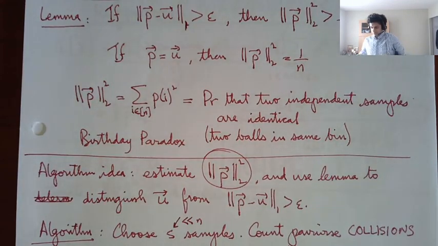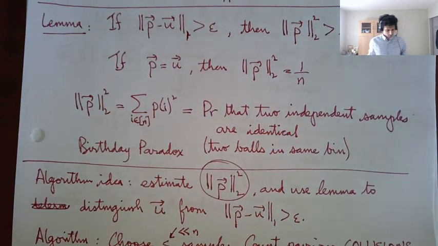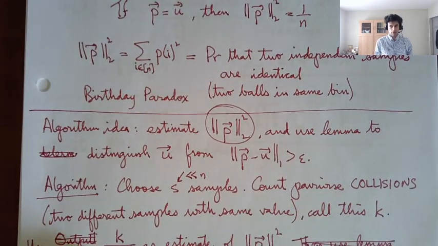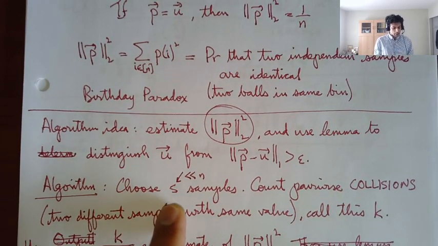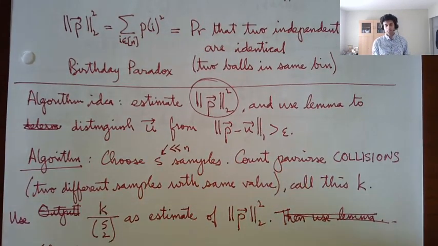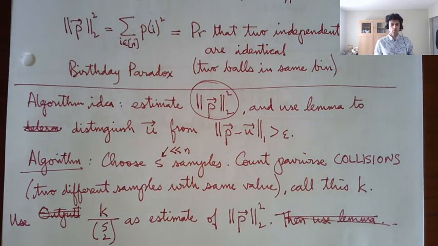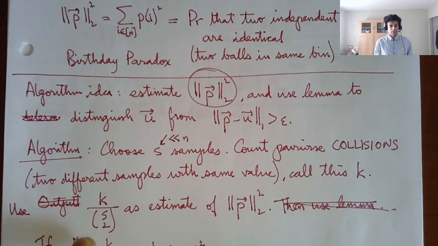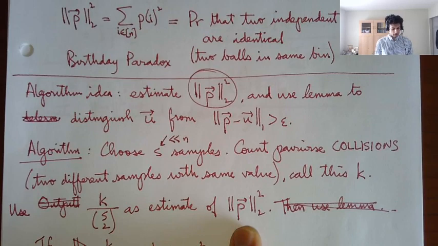So the idea is that the algorithm is going to choose some number of samples that I'll denote by S. It is going to count the number of pairwise collisions, that is 2 different samples with the same value, or 2 balls that end up in the same bin. Let's call this quantity K. K is the number of pairwise collisions. The algorithm is going to use K divided by S choose 2 as an estimate of the 2 norm squared.